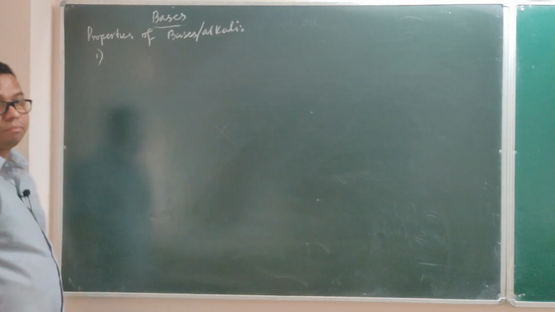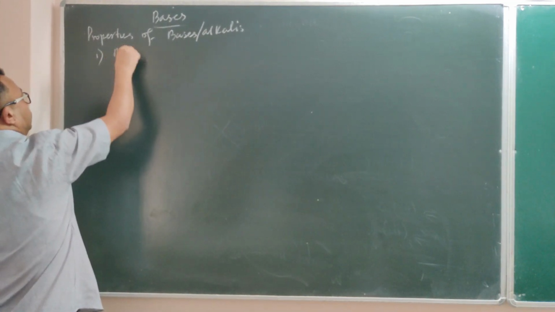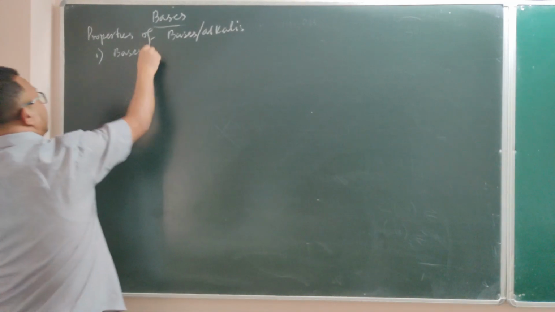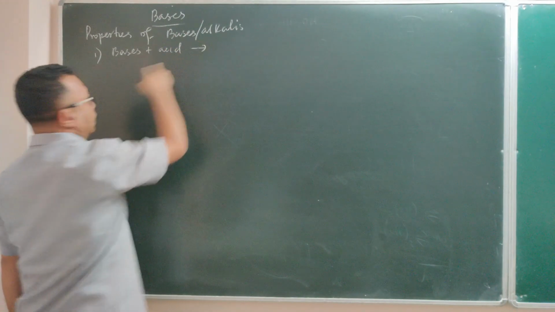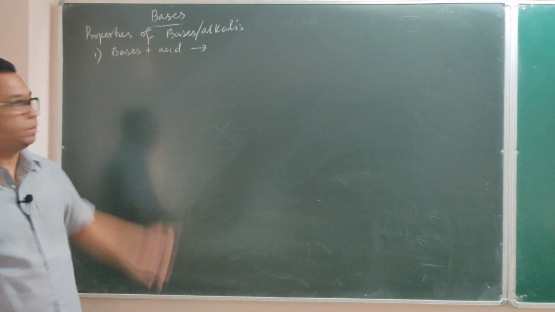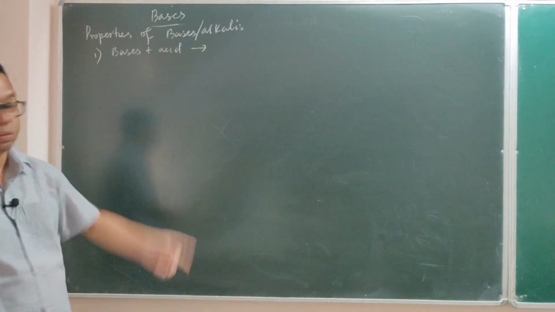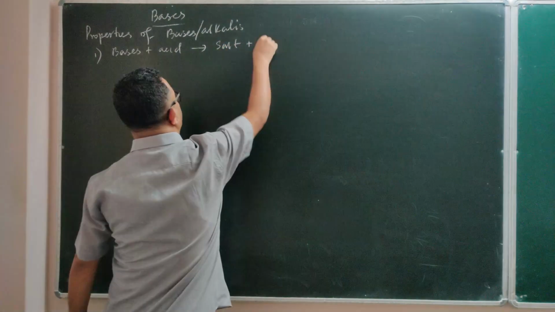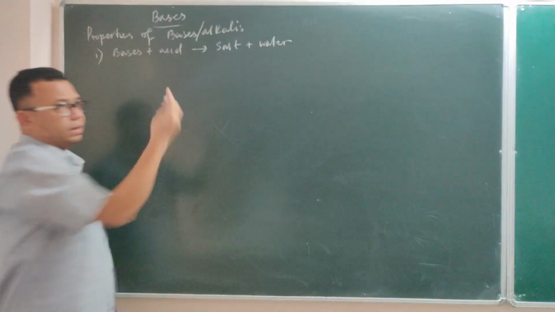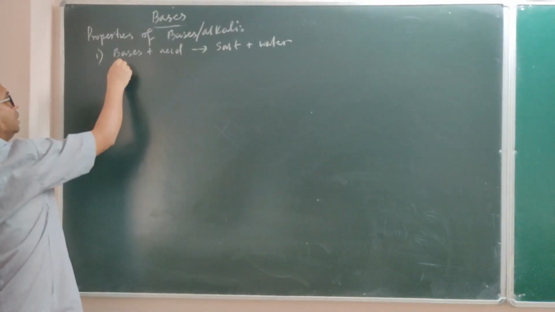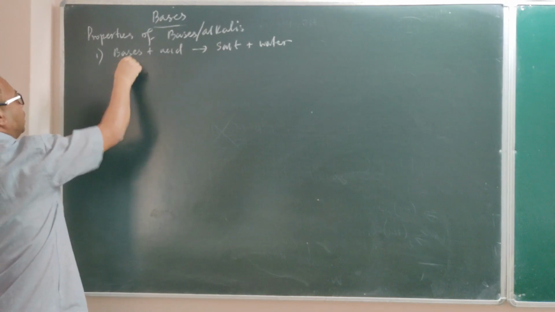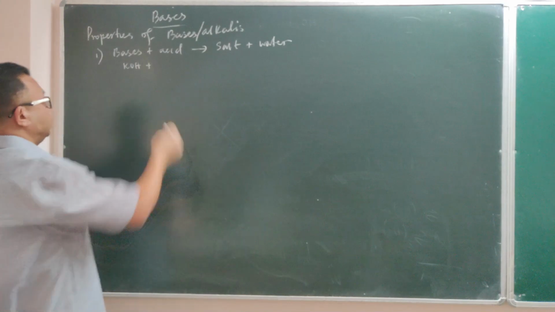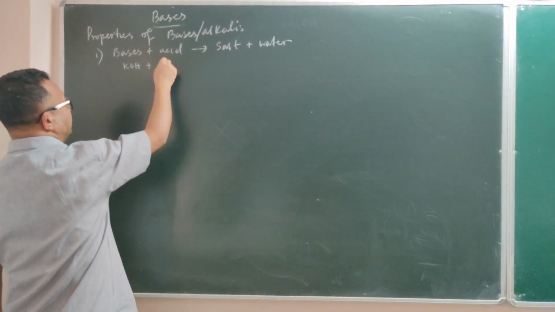The first one: all bases, whether alkalis or simply bases, insoluble bases, react with an acid. I told you when I discussed acid properties also, that we will come across the same property in base also. All bases will react with acid to give you salt and water, a neutralizing reaction. You can write any base. Let me take potassium hydroxide, or you can take copper oxide, zinc oxide, any metallic oxide, and for acid, let me take sulfuric acid.